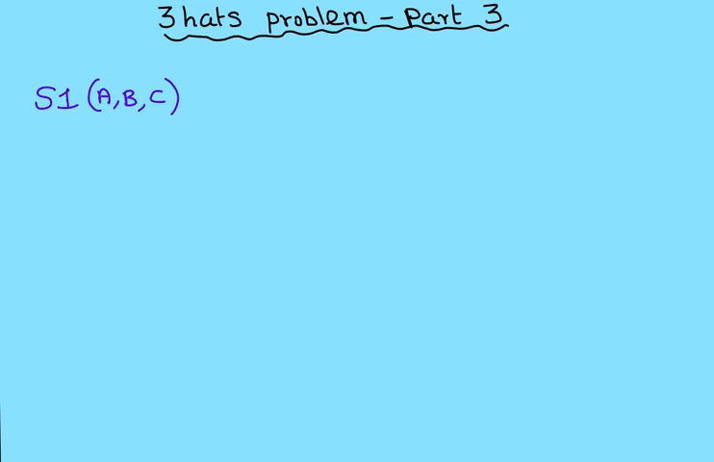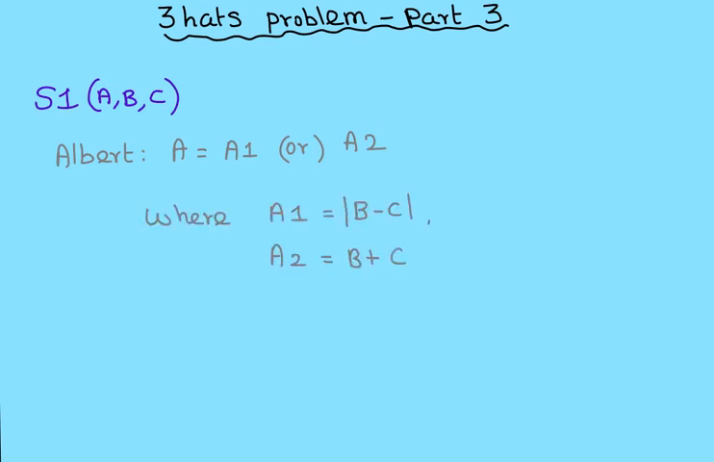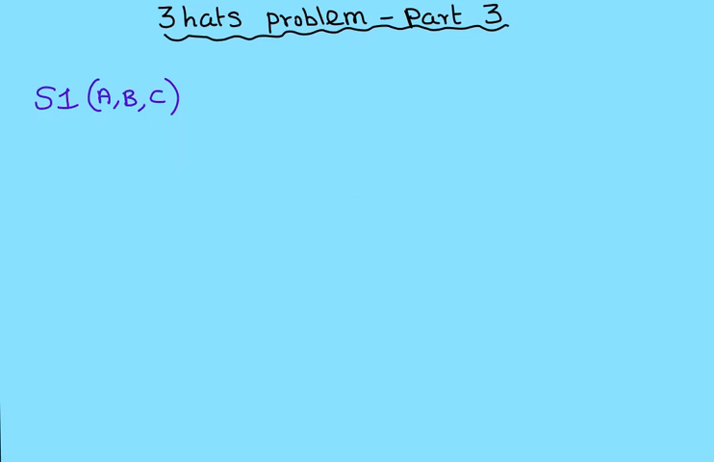In the first conversation, it is Albert's turn. Albert has 2 possible values, A equal to A1 or A2. Remember, A1 is absolute value of B minus C and A2 is B plus C. So if A1 is equal to 0, then Albert can claim A2 as his number. That is, Albert says I don't know when A1 is not equal to 0. So S1 of ABC is equal to 0 if A1 is not equal to 0 and is 1 otherwise.